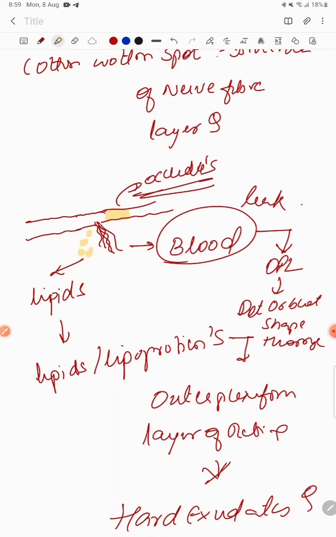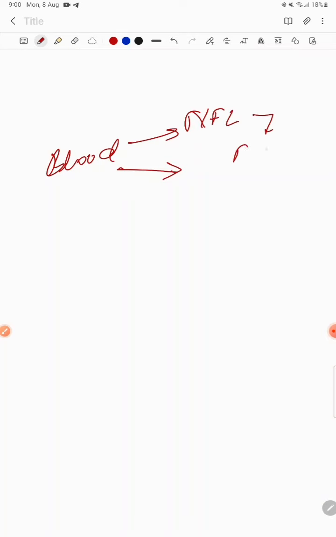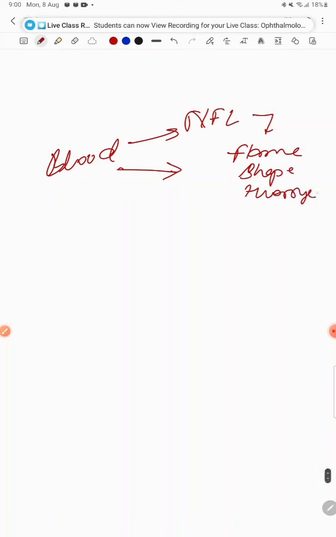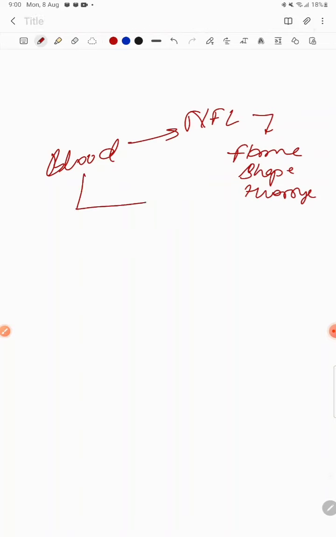When this blood which is leaking goes and leaks in the nerve fiber layer, it will lead to flame shaped hemorrhage. Now if this blood is going and depositing in the outer plexiform layer, it will lead to dot and blot hemorrhage.